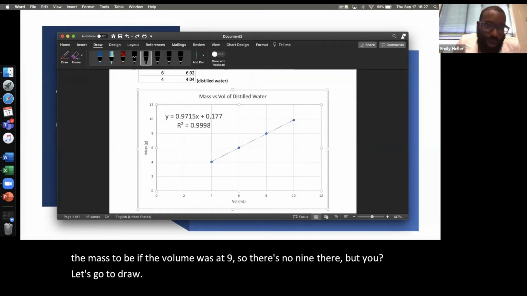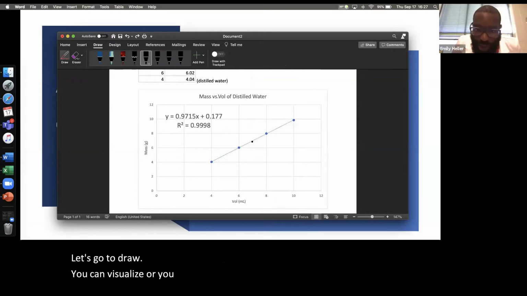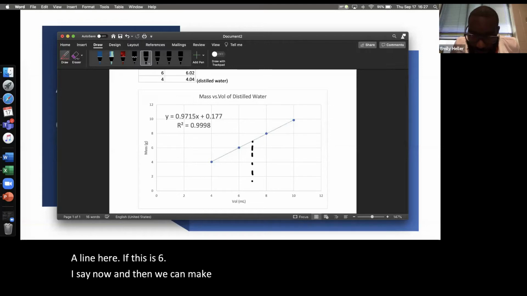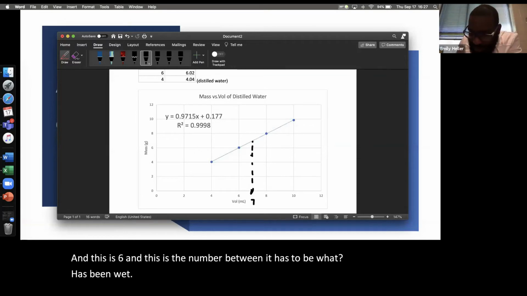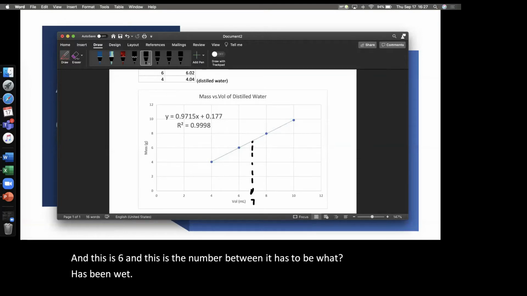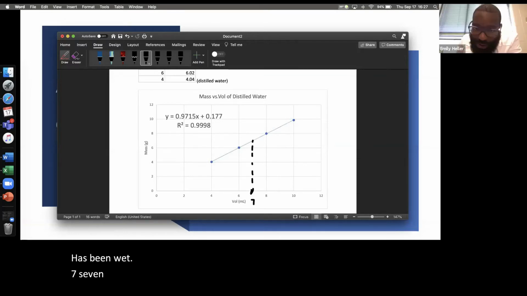You can visualize, or you can actually write in your ACT, okay, if I put a line here, if this is 6, I said 9, then we're going to make it 7 because I'm already drawing my line. If this is 6 and this is 8, the number between it has to be what? 7. 7, right? And so we read graphs the same way.